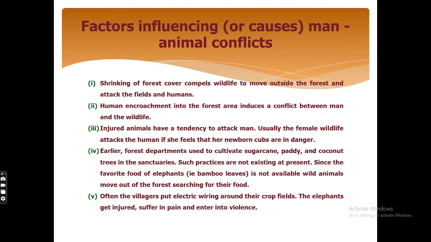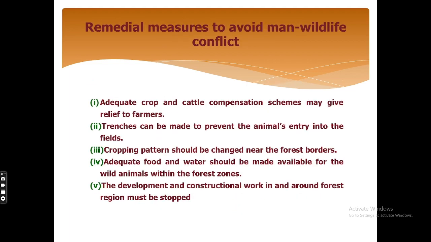Injured animals have a tendency to attack man. Usually the female wildlife attacks humans if she feels that her newborn cubs are in danger. Often villagers put electric wire around their properties, and as a result elephants get injured, suffer in pain, and turn violent.